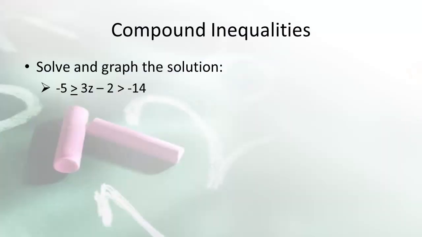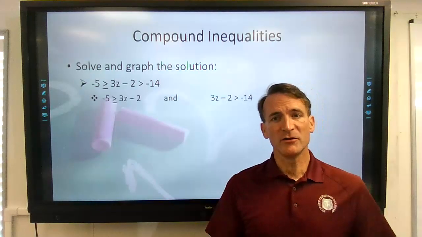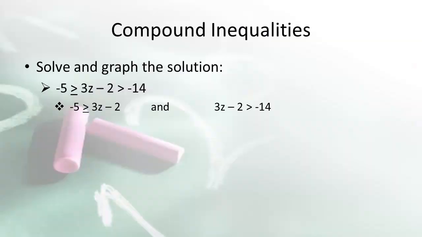Try this one. We have -5 is greater than or equal to 3z minus 2, which is greater than -14. Make sure you graph it at the end. So the first thing I'm going to do is break it off into two pieces. So I have -5 is greater than or equal to 3z minus 2, and 3z minus 2 is greater than -14. I want to get the z's all by themselves, so I'm going to add 2 to both sides of both equations.